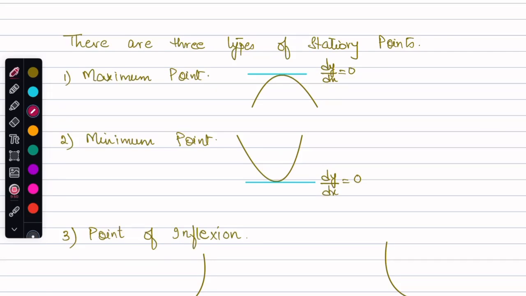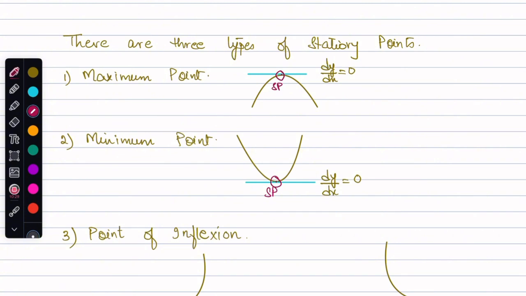Number 1, maximum point, as we have discussed earlier. This was the curve. We have the stationary point here, which is a maximum at this point. Here, my dy by dx for the tangent being horizontal becomes 0. Second is the minimum point. Here the curve is of a minimum nature. Again I can see that dy by dx at this stationary point becomes 0. The tangent is horizontal, therefore the gradient is 0.